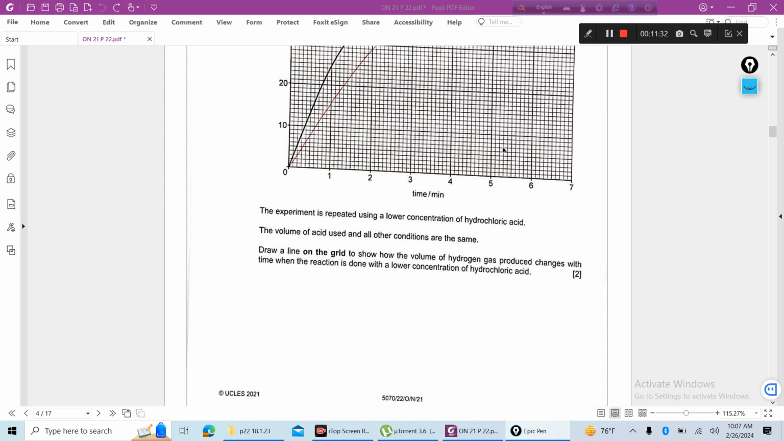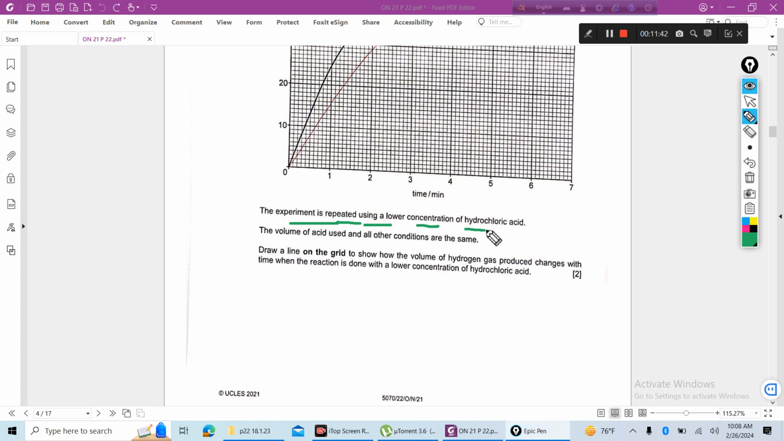Now you are asking, the experiment is repeated using a lower concentration of hydrochloric acid, and you know with lower concentration the reaction will be slow and less amount of product will be produced. The volume of acid used and all other conditions are the same. Draw a line on the grid to show how the volume of hydrogen gas produced changes with time when the reaction is done at a lower concentration of hydrochloric acid.